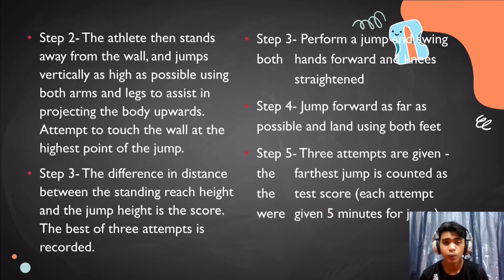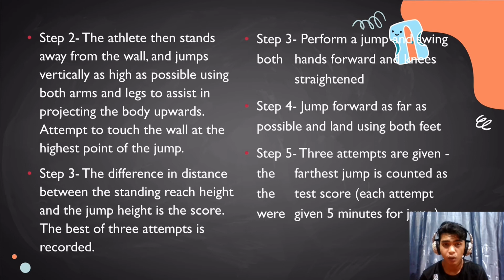Step 2. The athlete then stands away from the wall and jumps vertically as high as possible, using both arms and legs to assist in projecting the body upwards. Attempt to touch the wall at the highest point of the jump.